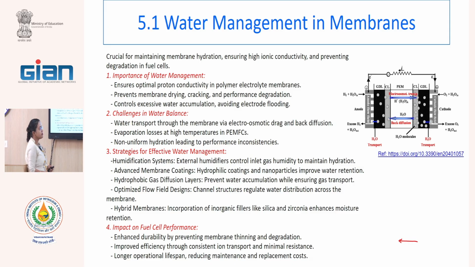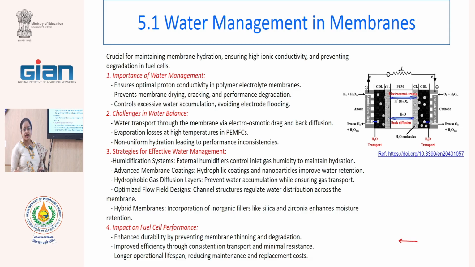Now, what are the challenges? I told you that drying out leads to mechanical failure, lack of water to transport. Flooding gives you a loss in the transport, loss in the driving force, so your transport also gets affected. So, we need an optimum level of water. Now, what is the challenge that we cannot maintain it? Why is it so difficult?